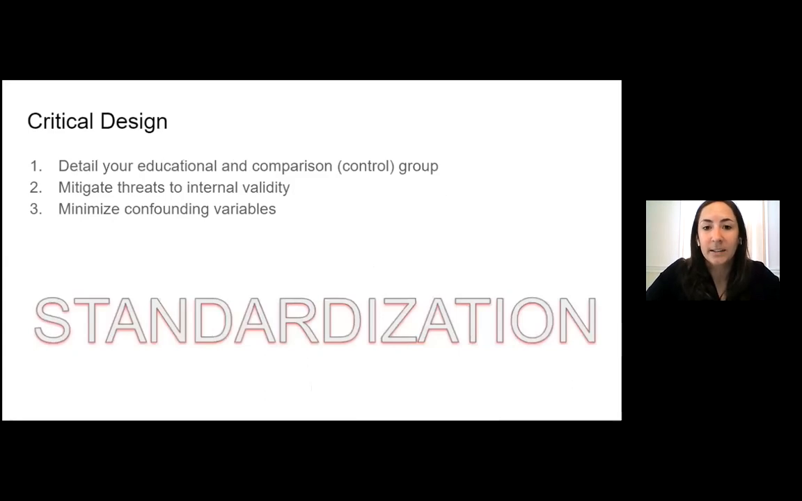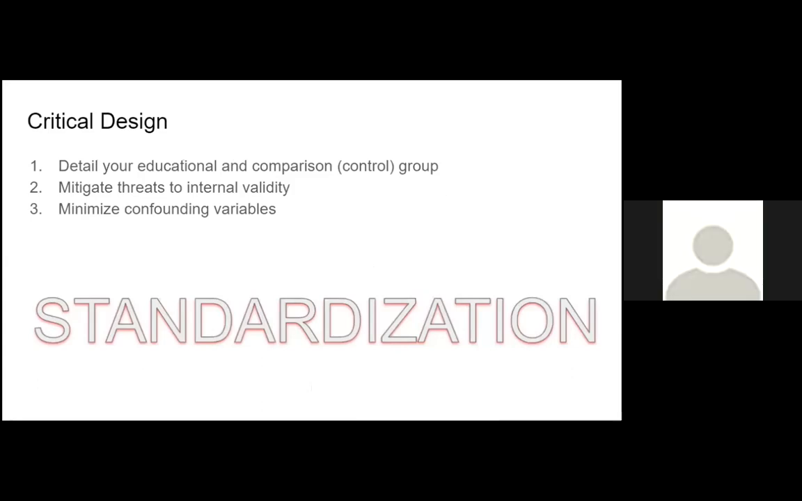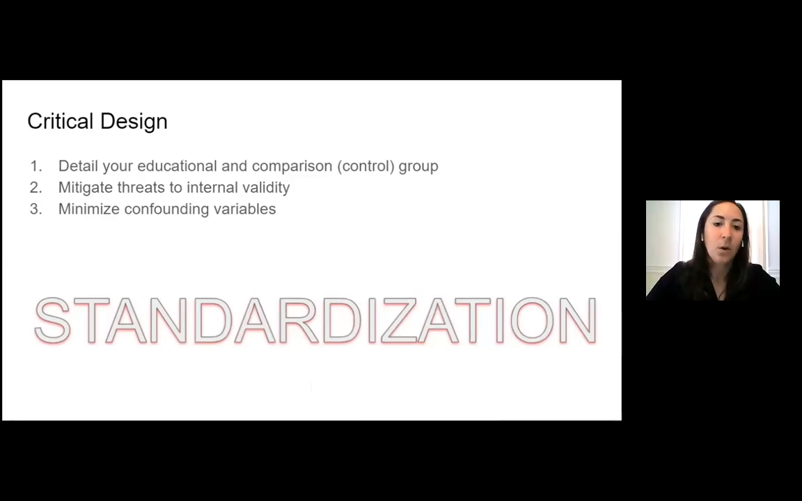So critical design elements would be to make sure you detail your educational group and your control group, because like any good study, you have to have a control arm and an interventional arm, and usually the intervention in our scenario is educationally based. When you're designing your study, you really want to think about ways to mitigate threats to internal validity. That's what I was saying before: what's the craziest thing that someone's going to choose to do, so that you know what you're going to do in that situation, and then minimize those confounding variables.